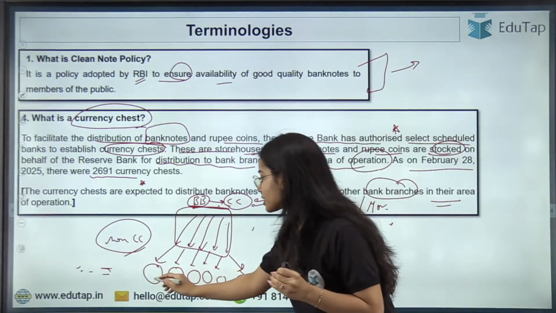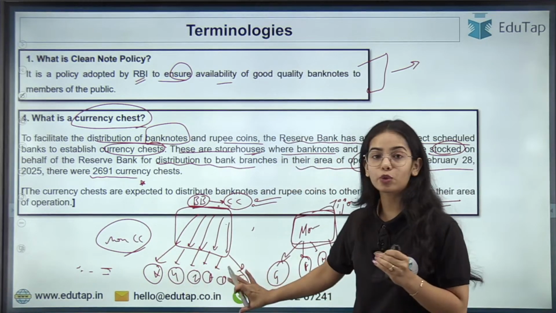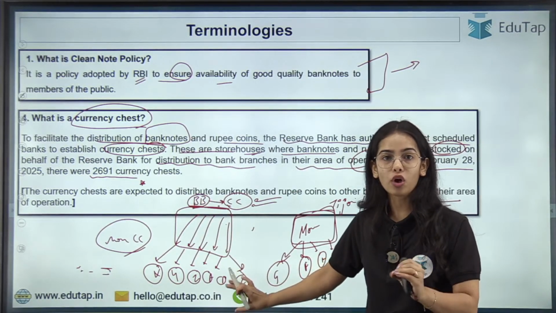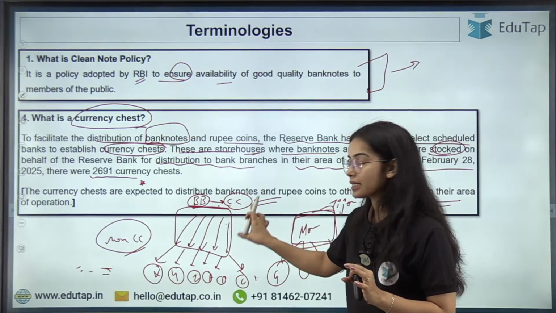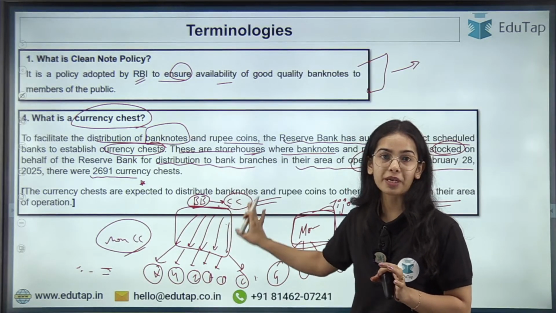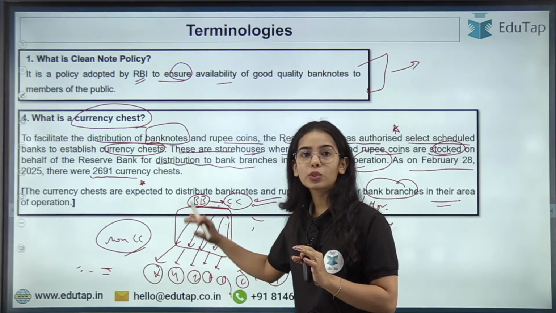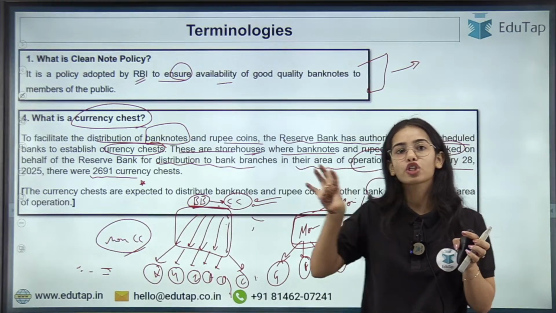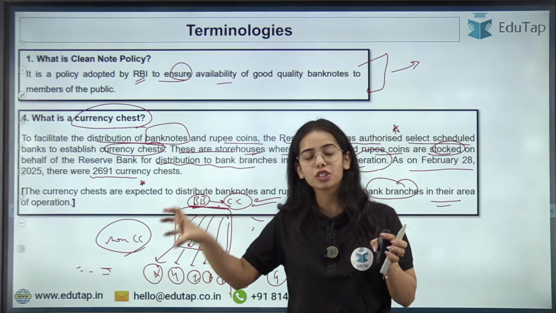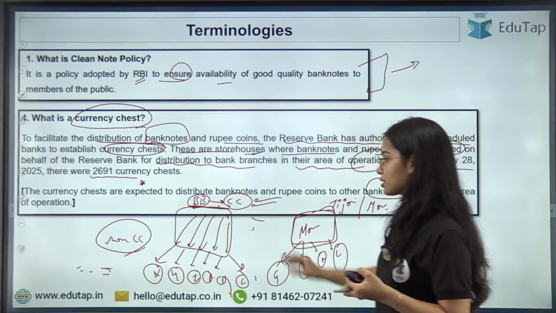So these bank branches X, Y, Z, A, B, C, that do not have the currency chest, the non-currency chest bank branches, are connected with the bank branch that has a currency chest to get the money. This is known as the linkage scheme. So RBI has a linkage scheme through which the non-currency chest bank branches are connected with the bank branch that has a currency chest. So this is the basic idea.